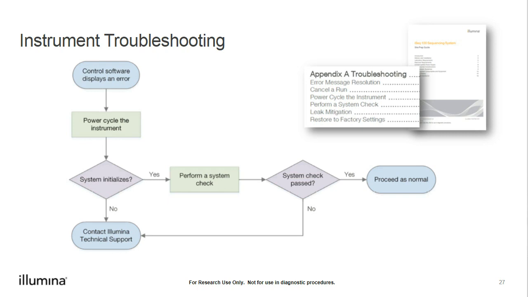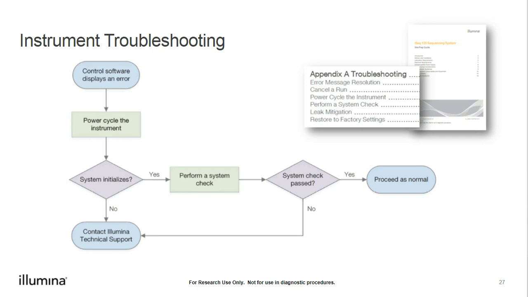So, the basic workflow is you get an error on the control software. The first thing we recommend doing is power cycling the instrument. Power cycling is a little bit different from just shutting down the instrument or restarting it. The next slide goes into detail about what that power cycle actually is. You'll hear a lot of us in technical support use the term power cycle, and it generally means a pretty specific way to shut down the instrument.